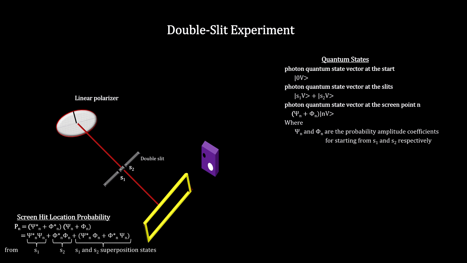We square the wave functions to get the probabilities. We see that the probability of hitting any particular point on the screen has four components. One is for photons going through S1, one is for photons going through S2, and two are for the photons going through both. It is the interaction between these two that come from the superposition states on the far side of the double slit that create the interference pattern.